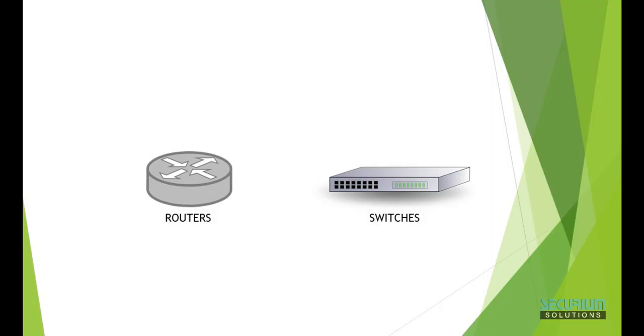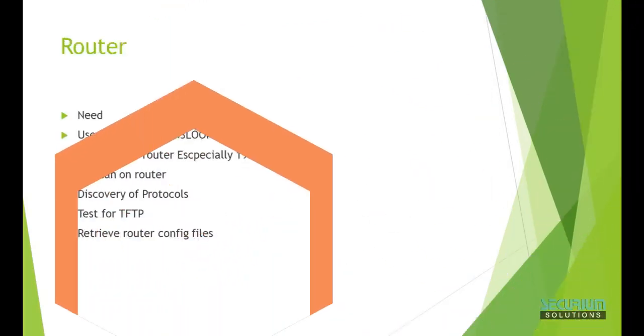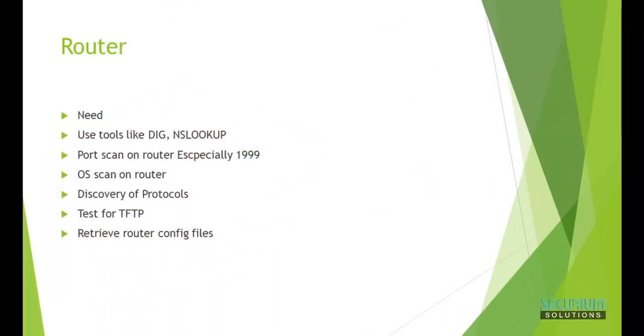Okay, so we'll cover routers and switches. And for the router, what's the need actually? The main need for router security auditing is that once your router gets compromised, your whole network is compromised, right? So that's why we need to secure our routers. That's why we need to do penetration testing and security auditing on our routers.